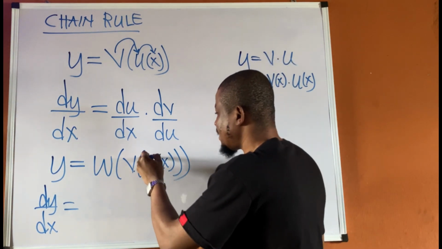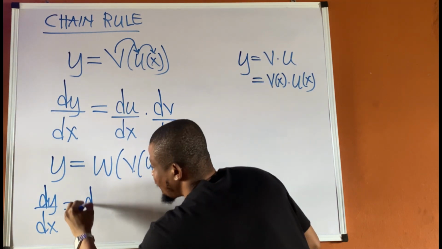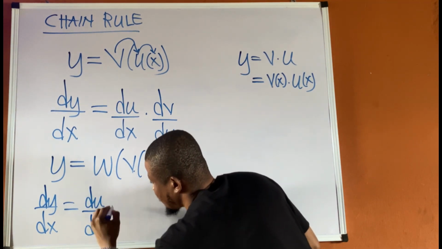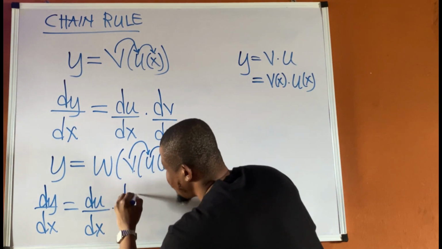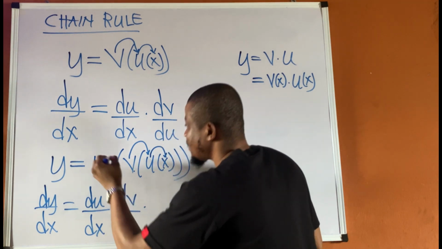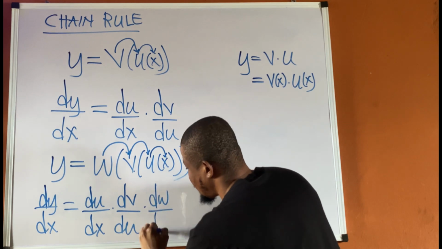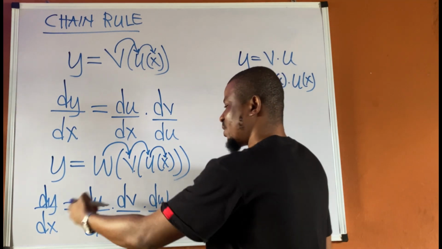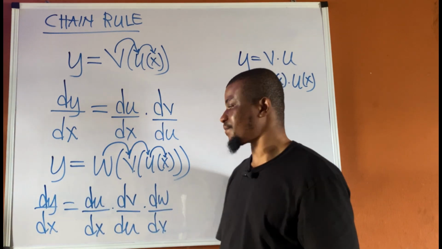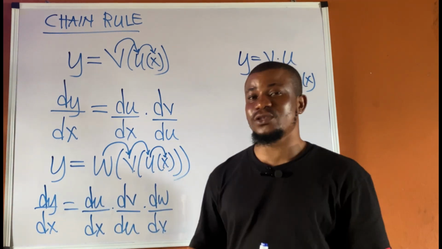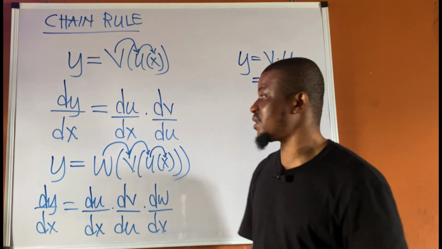Alright? And then differentiate this with respect to this. Differentiate u with respect to x, you have du/dx, times differentiate v with respect to u, you have dv/du, times differentiate this with respect to this, you have dw/dv. When you multiply these three chains, you will find dy/dx at the end of the day. Enough of these explanations. Let's go into some practical examples to better understand how to apply the chain rule of differentiation.